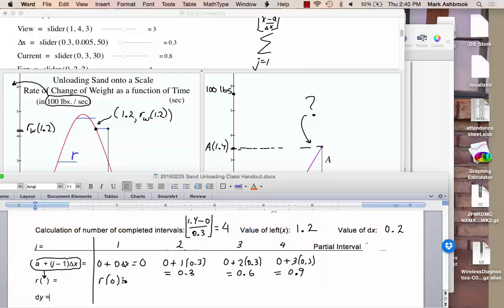So let's estimate these rates now from the y-axis. What would your estimate of R0 be? I heard 0.2. 0.25? 0.25 it is. What's the units on that?